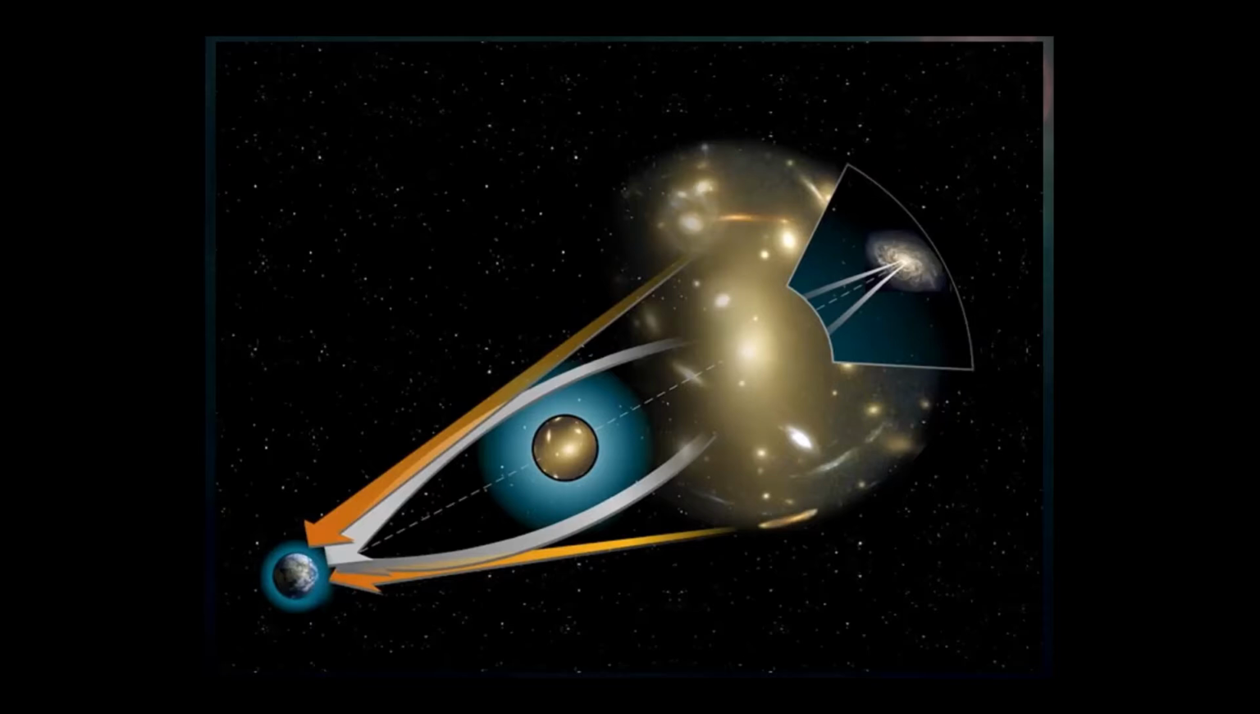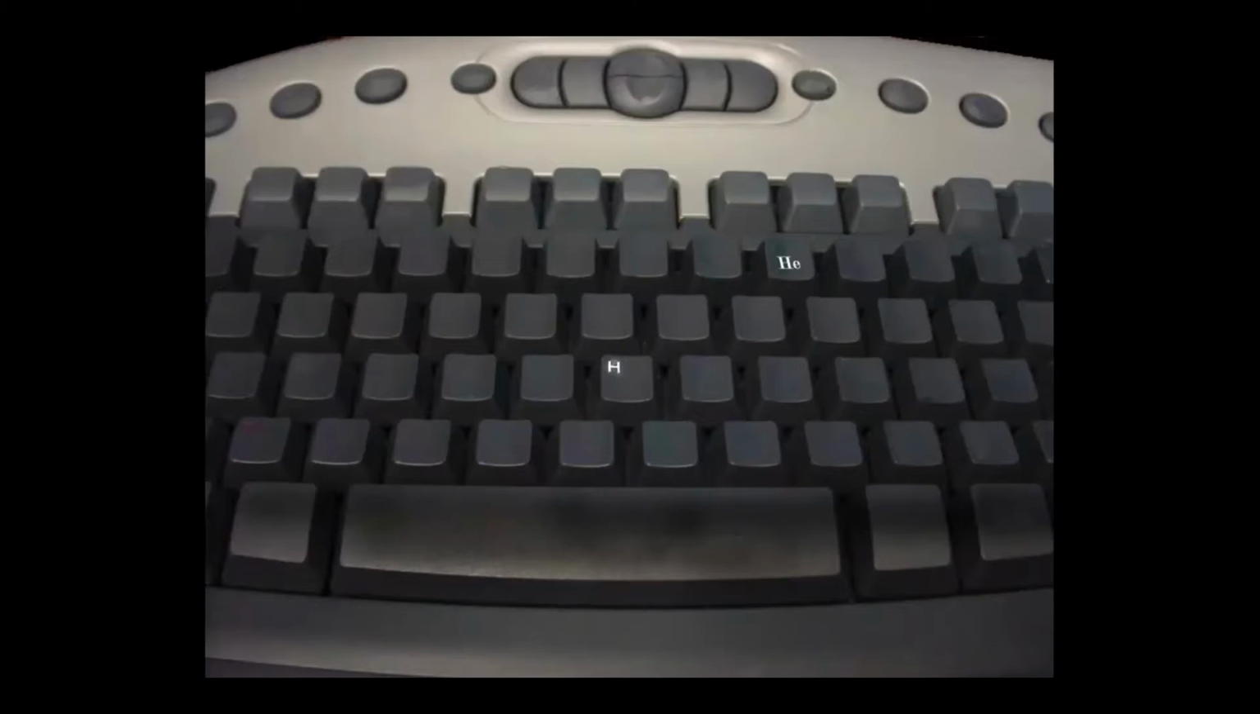But we can predict how strong that gravitational lensing should be. And there's way too much gravitational lensing. The bending is far too strong given the amount of matter that we can actually see. So there must be a lot of missing matter, and we call this dark matter. And in fact, there's many different ways we can see that there's dark matter. This is just one.